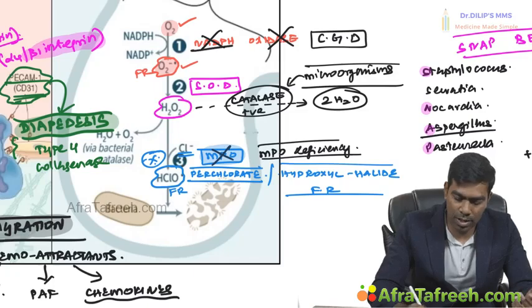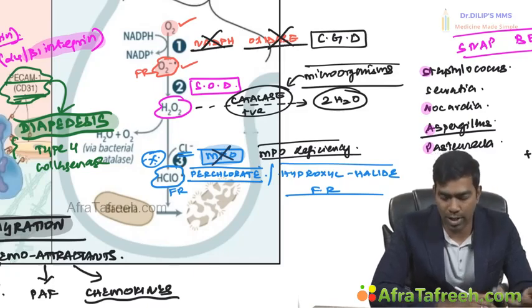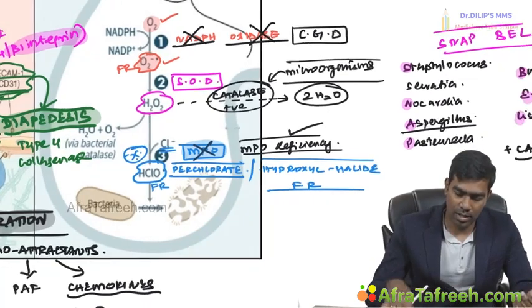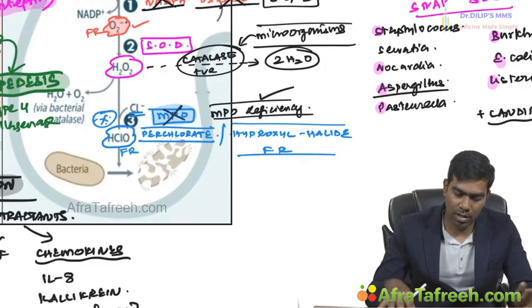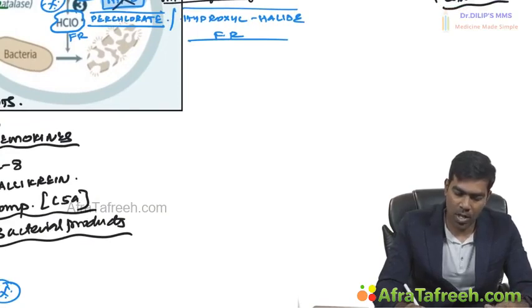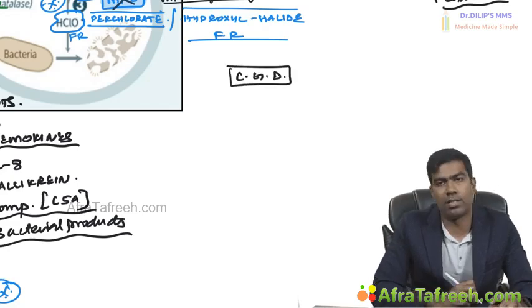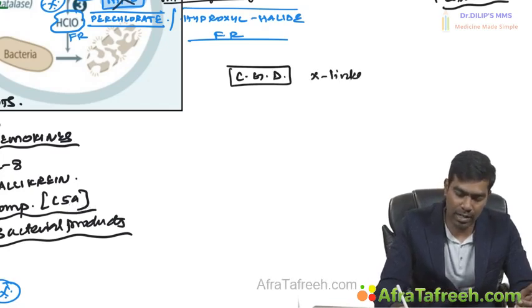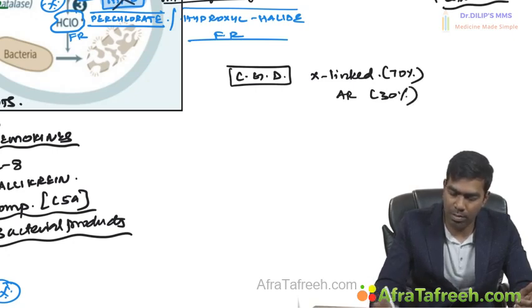Remember, NADPH oxidase defect will result in a disease called chronic granulomatous disease, and MPO deficiency also can result in certain defects. So what are the problems due to defective killing? The first problem due to defective killing, I am going to call it chronic granulomatous disease. So what is the thing in chronic granulomatous disease? First of all, it's an X-linked defect, 70% is X-linked, and even 30% can be autosomal recessive as well. But very importantly, what you have to know is it is the X-linked recessive defect.